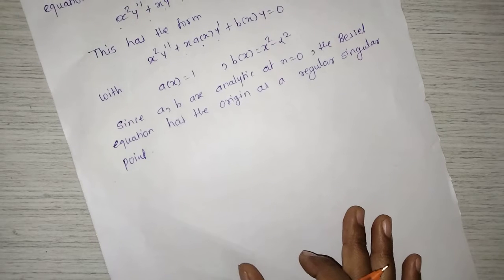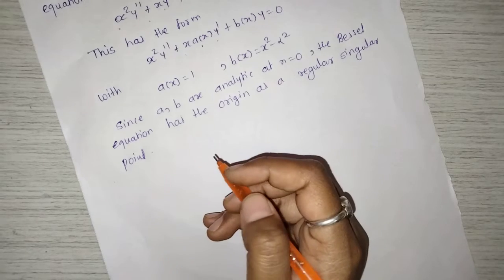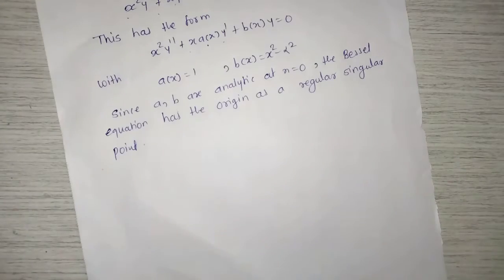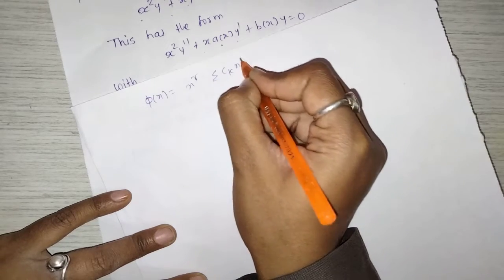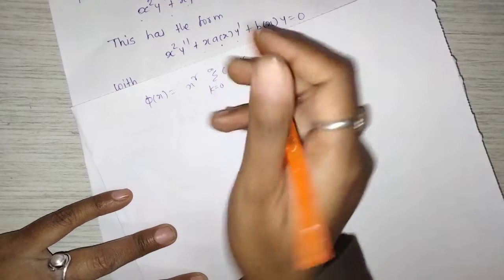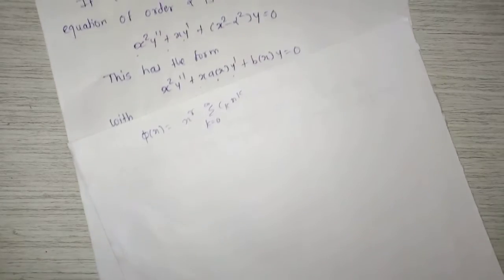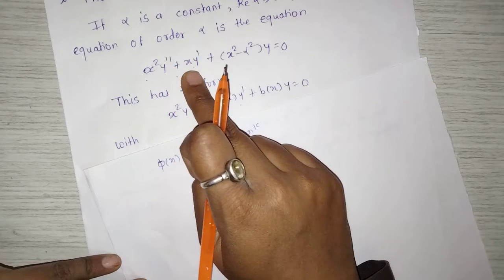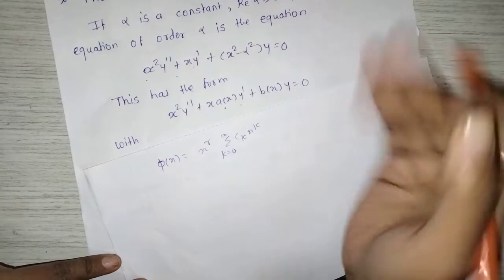Now, this Bessel equation has a solution phi of x equal to x raised to r. For your understanding, I do a rough work. If we take the solution of the form phi of x equal to x raised to r summation c_k x raised to k, k running from 0 to infinity, and say that phi of x is the solution of the Bessel equation, that means phi of x satisfies this equation x square phi double dash of x plus x phi dash of x plus (x square minus alpha square) phi of x equal to 0.